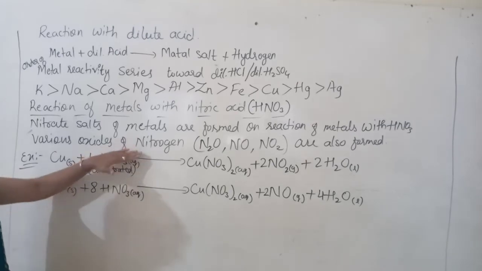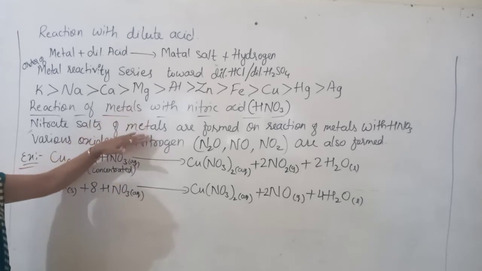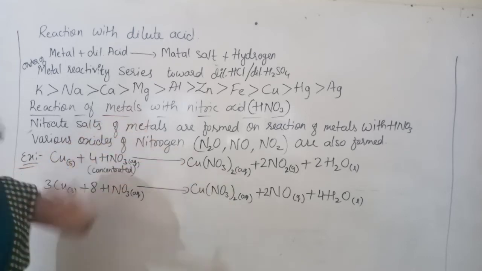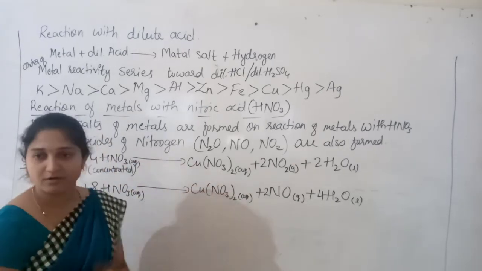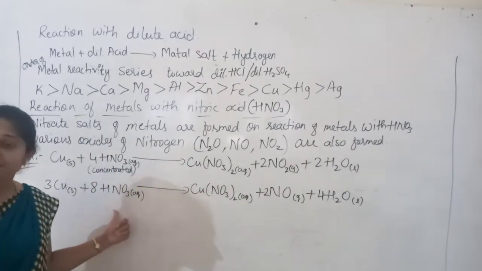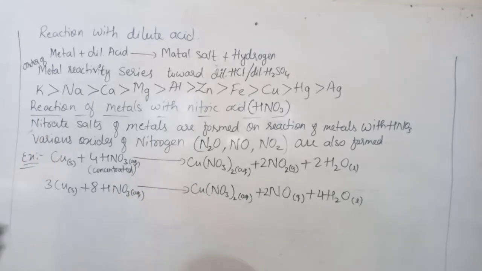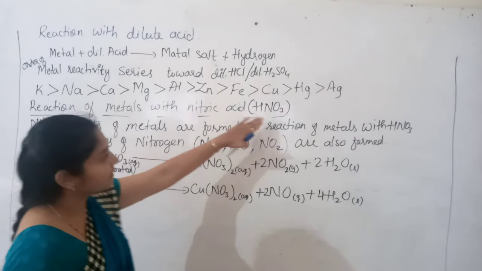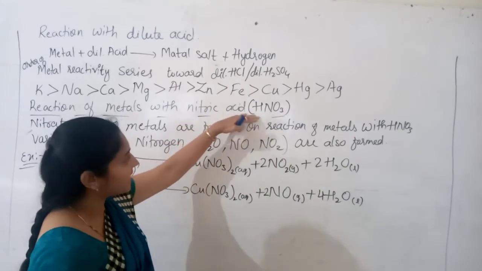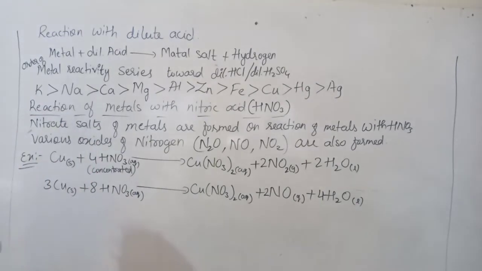But see here, always in the general form, whatever metals react with nitric acid, they form their nitrates and oxides of nitrogen. Only magnesium and manganese react with very dilute nitric acid by liberating hydrogen gas.